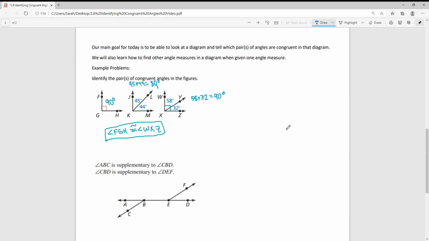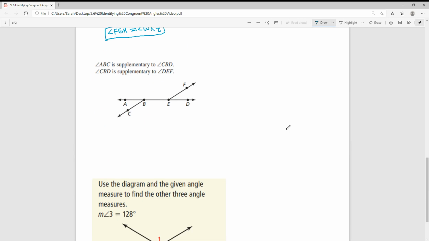The next one doesn't give us any angle measures, but we can do it very similarly if we read our sentences carefully. So the first sentence says that angle ABC is supplementary to angle CBD. So they're going to add up to 180. I'm going to write that as an equation. Measure of angle ABC plus measure of angle CBD equals 180 degrees.